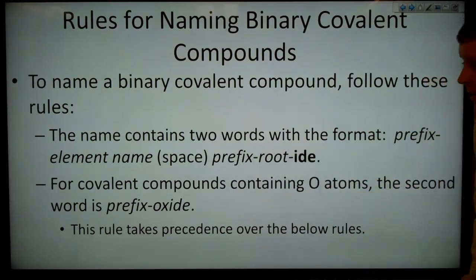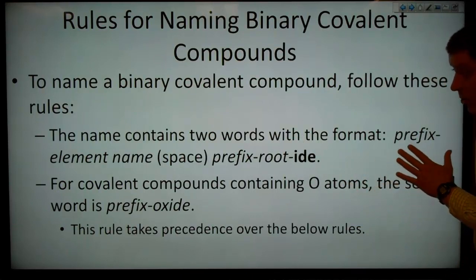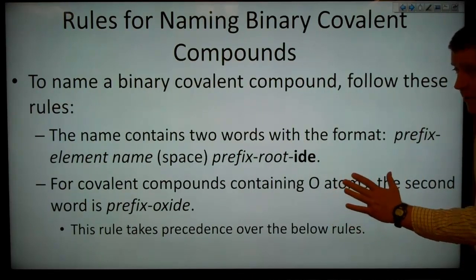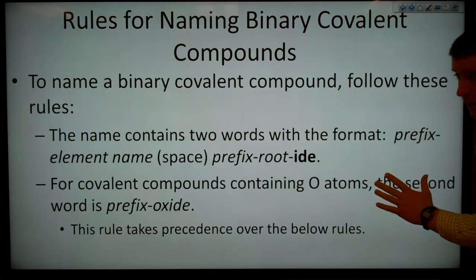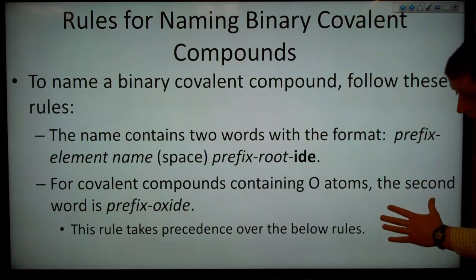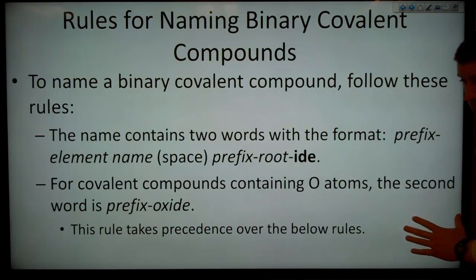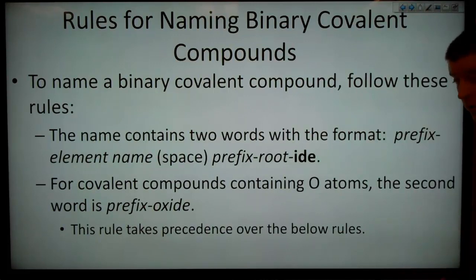To name a binary covalent compound, then you follow these rules. The name contains exactly 2 words with the format prefix, element name, space, prefix, root, IDE. For covalent compounds containing oxygen atoms, the second word is prefix oxide. So this rule takes precedence over the below rules.